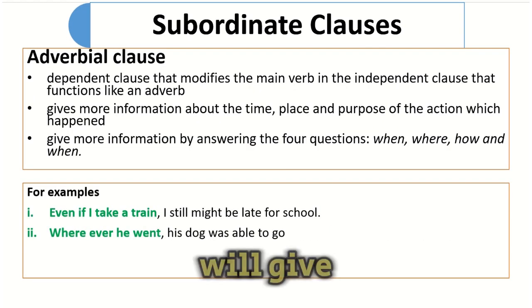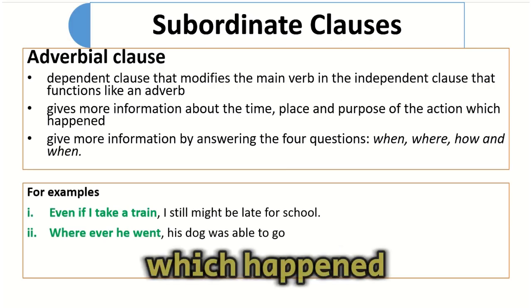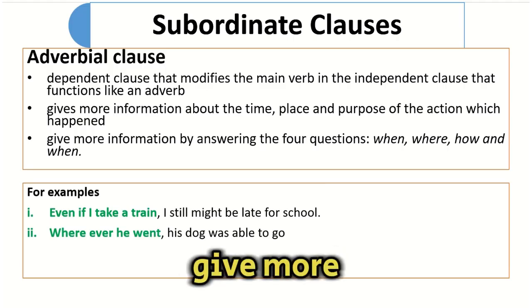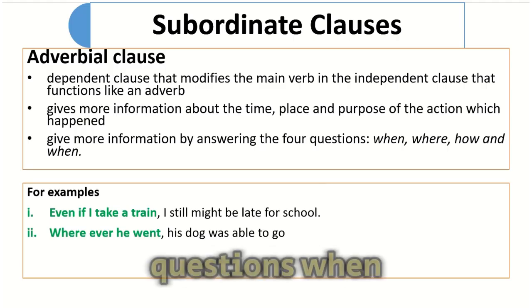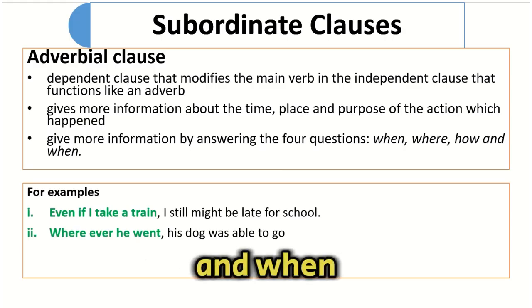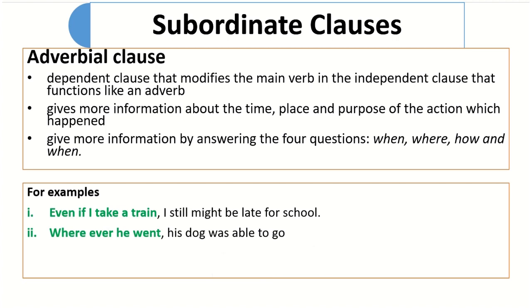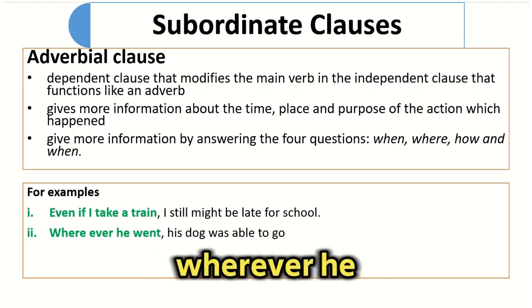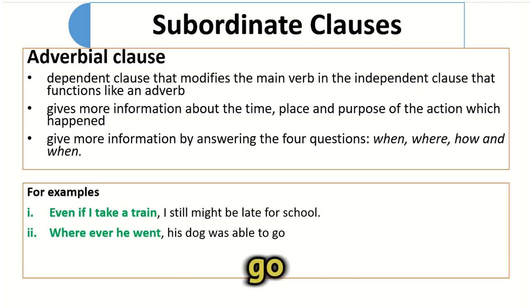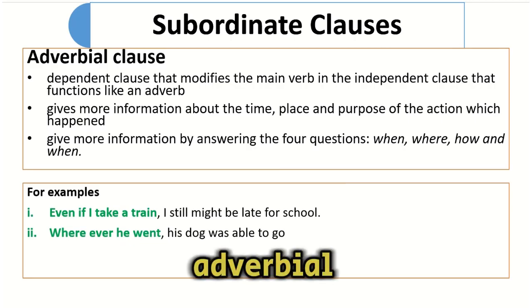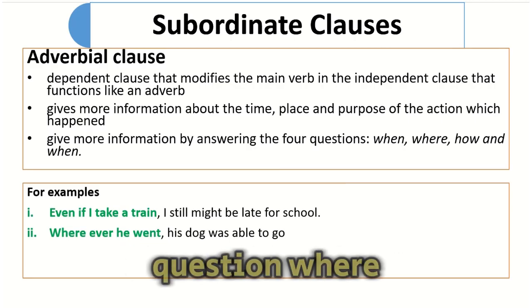An adverbial clause will give more information about the time, place, and purpose of the action which happened. An adverbial clause will give more information by answering questions like where, how, and when. So for example, if we say, even if I take a train, I still might be late for school. So the adverbial clause is even if I take the train. So it is answering how. Second example, wherever he went, his dog was able to go. So the adverbial clause is wherever he went, which is answering the question where.